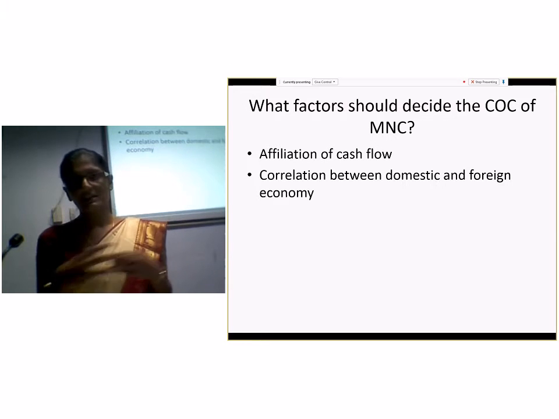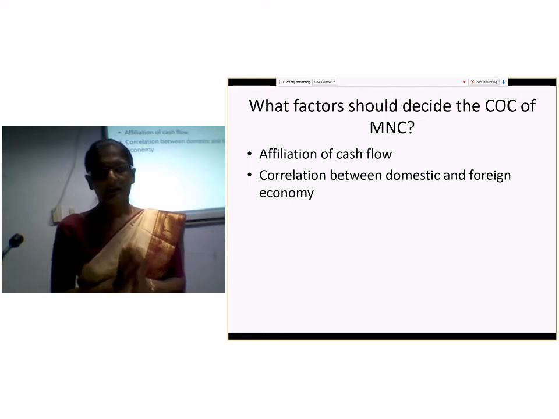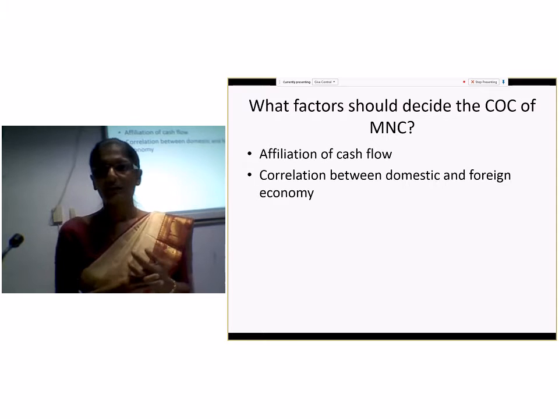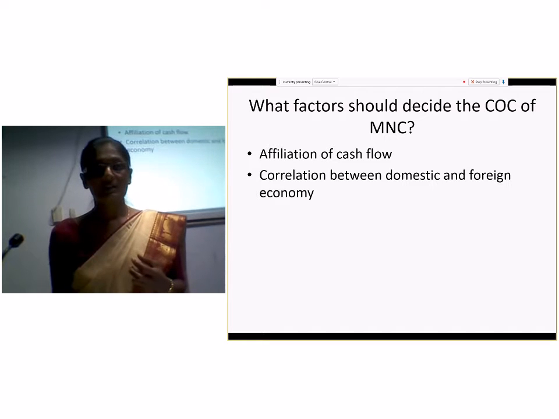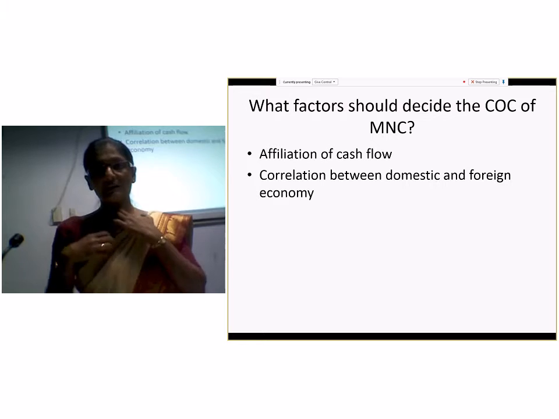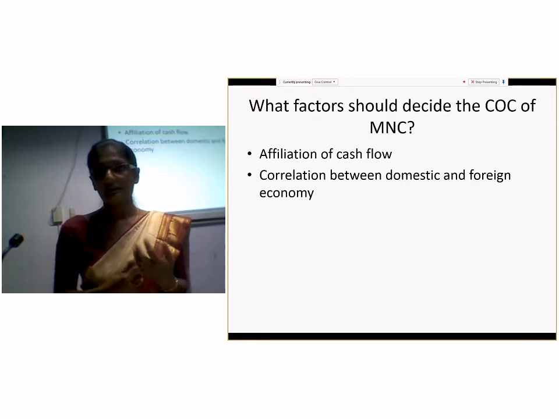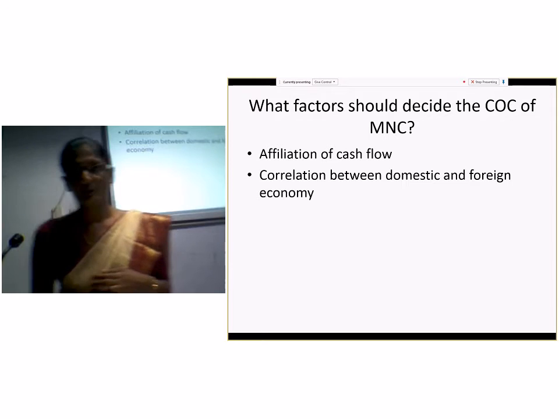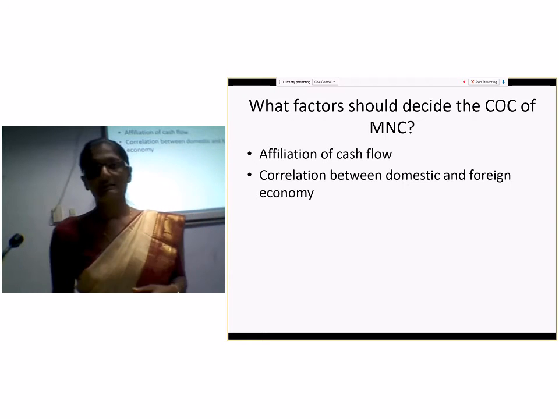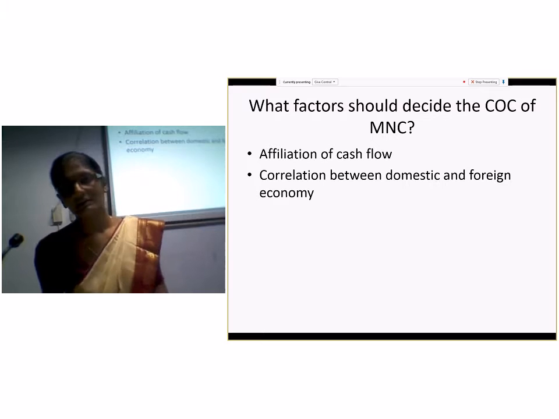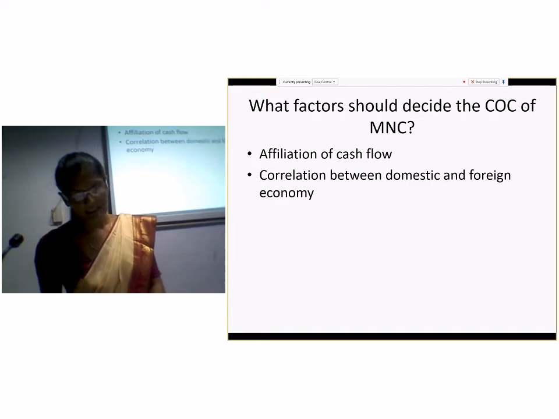So when we differentiate the cost of capital of domestic firms and multinational firms, we have to consider those factors, right? We have to think about the size, the diversification opportunities, and the access to other financial markets, right? We have to think about the exchange rate risk exposure, and the country risk exposure, right? So those factors are the decisive factors of the cost of capital of multinational companies, right?